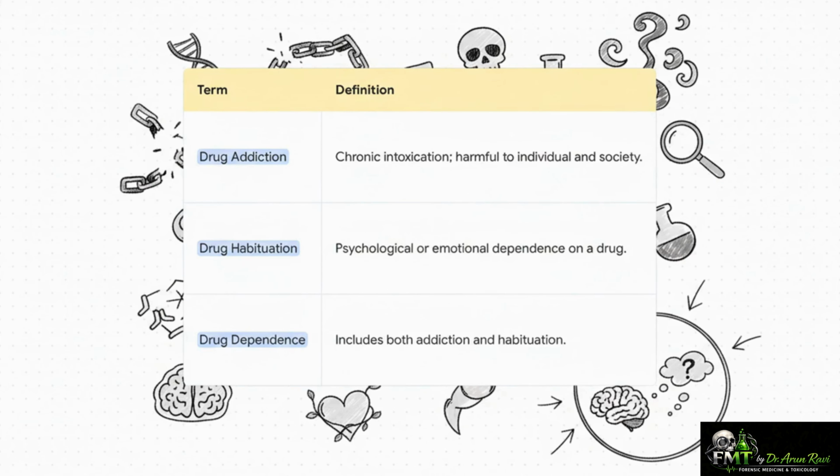People mix these terms up all the time, but they have distinct meanings. Drug addiction involves chronic intoxication that's physically harmful. Drug habituation is more about a psychological or emotional need for a drug. And the term drug dependence, well, that's just the big umbrella term that covers both of them.